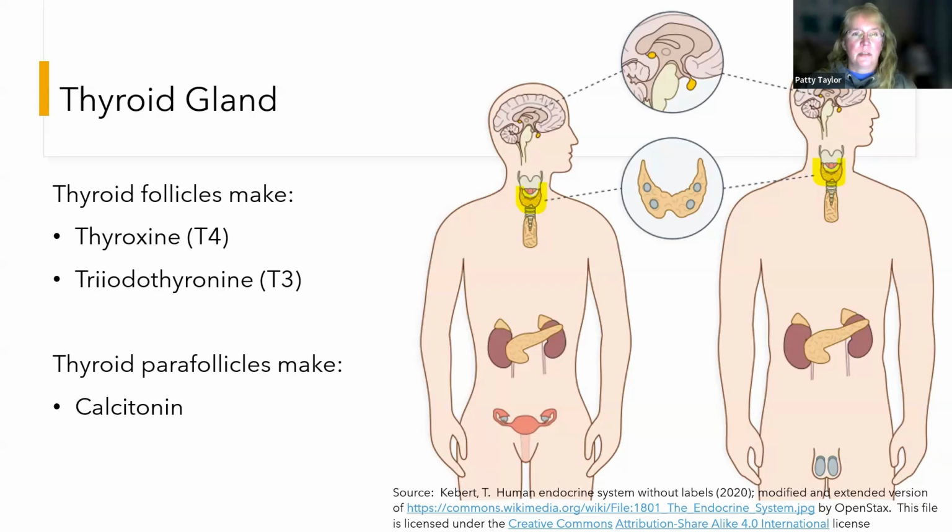So in looking at the thyroid gland, there are thyroid follicles and parafollicle cells. Each type of cell makes a different class of hormone. So follicle cells make T4 and T3. T4 is thyroxine. The 4 comes from 4 iodine atoms. T3, 3 iodine atoms, is also known as triiodothyronine. All right, so the thyroid parafollicles make a different type of hormone altogether. That type of hormone is called calcitonin. It is a calcium regulating hormone.